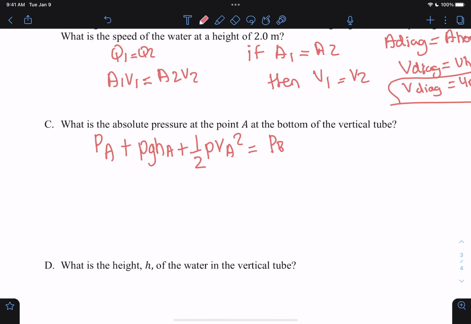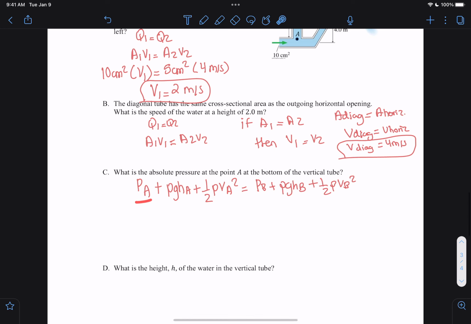So for the pressure at point A, this is the absolute pressure. When we say PA, this part of the equation is known as the absolute pressure. Alternatively, you can write it using gauge pressure if you wanted to. Just remember that gauge pressure is equal to your absolute pressure minus the atmospheric pressure, and the atmospheric pressure is 1 atmosphere or 10 to the 5th pascals.